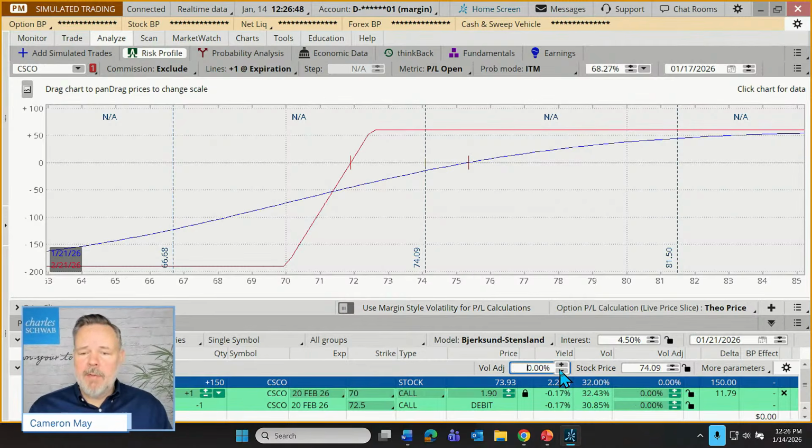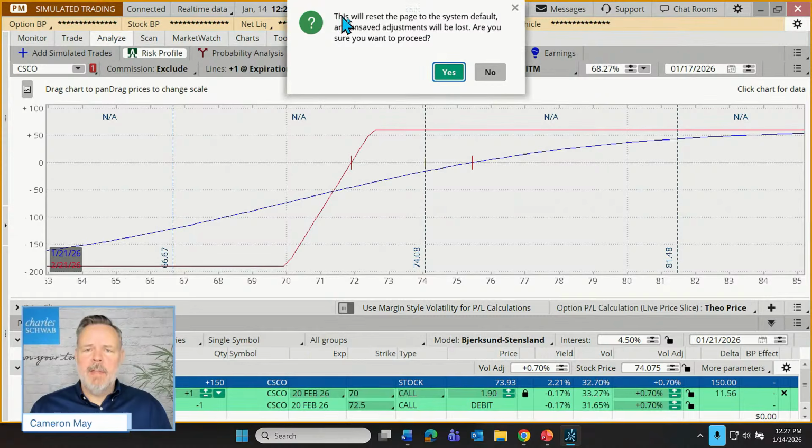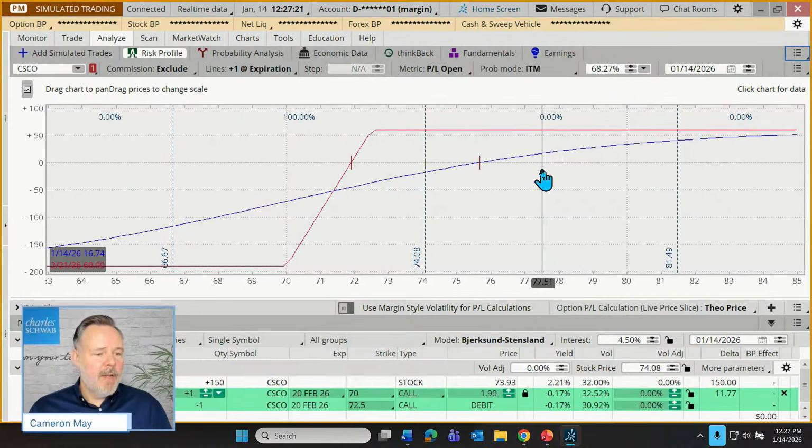So let's set this back down to, let's just go right to 0 again. There we go. As a matter of fact, once we've been tinkering around with these tools, if we've moved our date, if we've adjusted our volatility, we've kind of cluttered things up, there is a reset button up here. So I can come up here and just click reset. And it's saying, hey, this is going to reset the page to the system default. So it's going to set it back to the original date. It's going to set this back to 0. Are you sure you want to proceed? Let's click yes, and we're done.